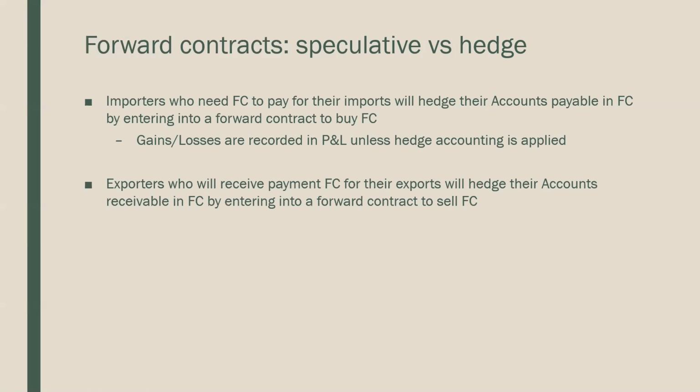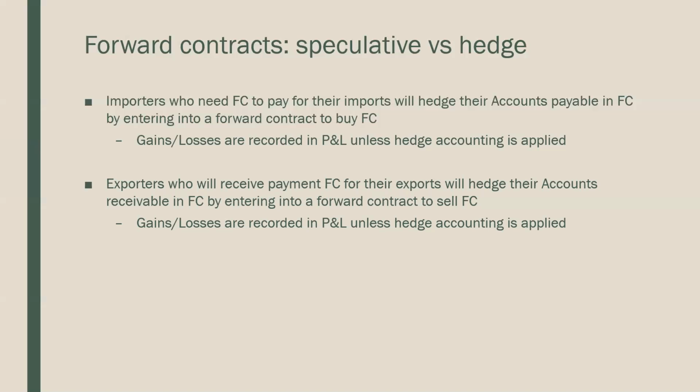In contrast, exporters who will receive payment in foreign currency for their exports will hedge their accounts receivable in foreign currency by entering into a forward contract to sell the foreign currency. And what they would do in that case is any gains or losses that occur will be captured in P&L unless they apply hedge accounting.